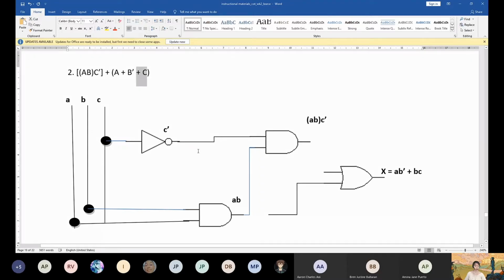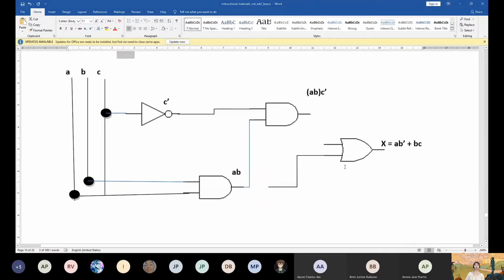So let's associate A plus C first. To implement A plus C, what gate do we need? Class, what gate do we need? An OR gate. Okay, so we need an OR gate.